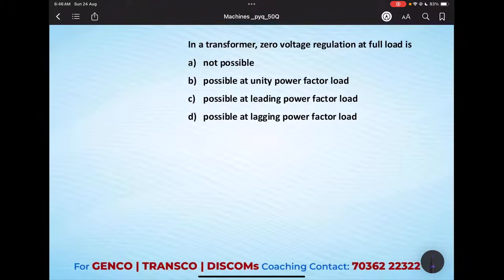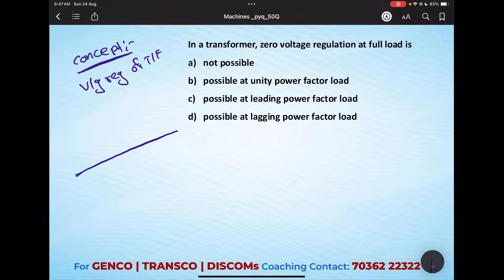Okay, let's see the next question. In a transformer, 0 voltage regulation at full load is. Okay, the question is about voltage regulation. So what is the concept? Concept is about voltage regulation of transformer. This also I think we explained in the previous sessions.